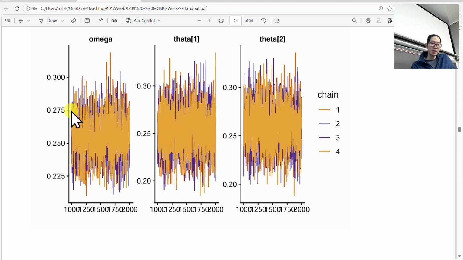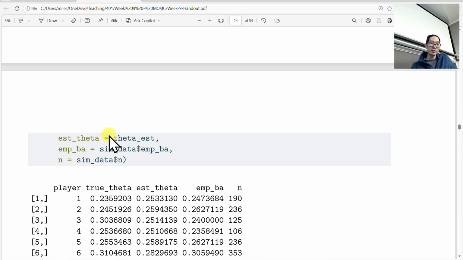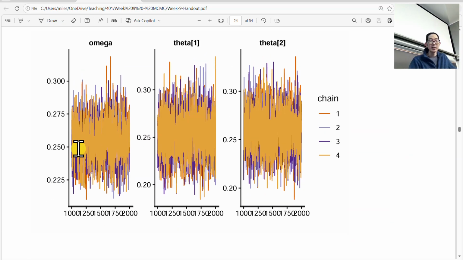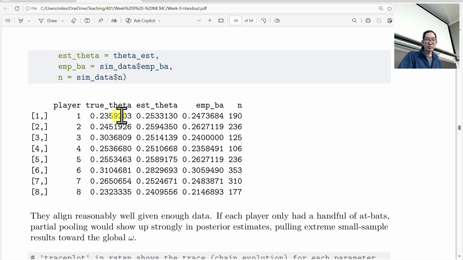Okay, and if we take the average of all of these different values that it gets for omega, it turns out the mean is really close to 0.255 basically. And then this is for player 1. We can see the range on player 1 is just a little bit different. So for the individual player, player 1's estimated theta is around 0.253.